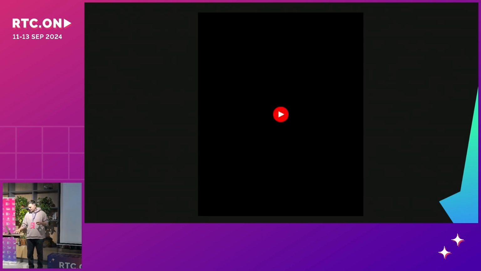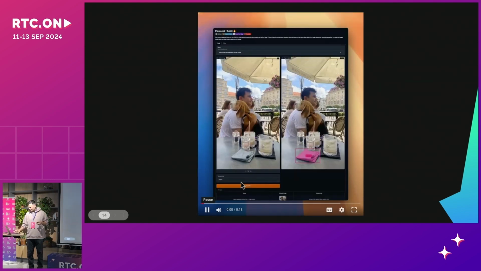And what else do we have here? Oh, this one is also quite interesting because you can use language to detect things.